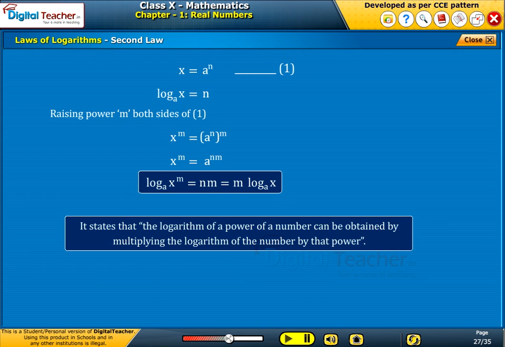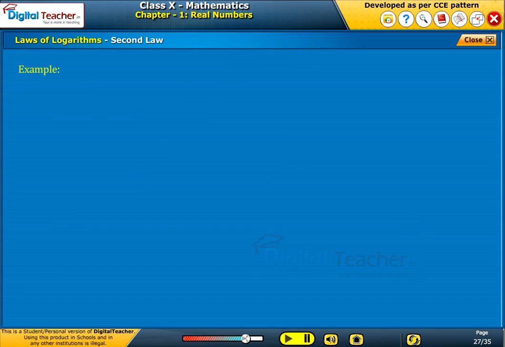This is the second law. It states that the logarithm of a power of a number can be obtained by multiplying the logarithm of the number by that power. Let us solve an example problem based on the second law. Example, simplify log 5 cube to the base 10. Solution. Applying the second law of logarithms, we obtain the results as shown on screen.